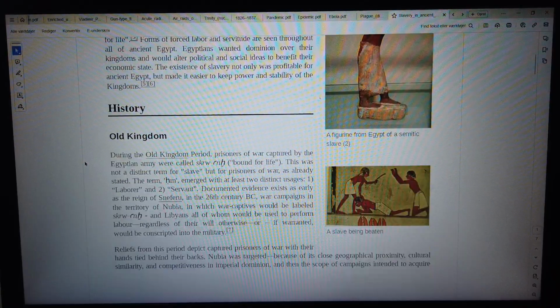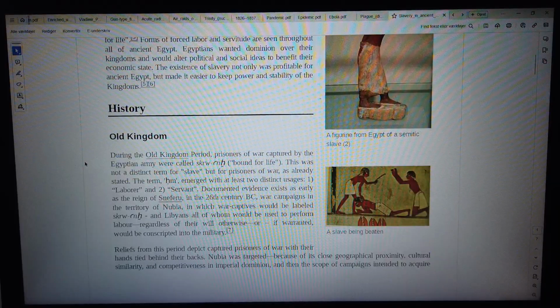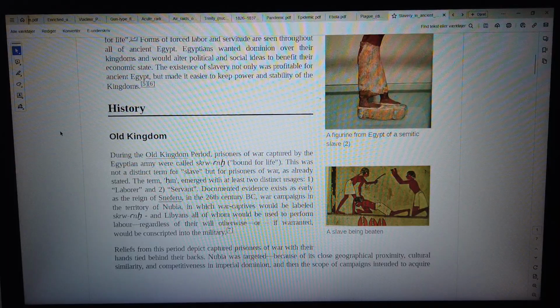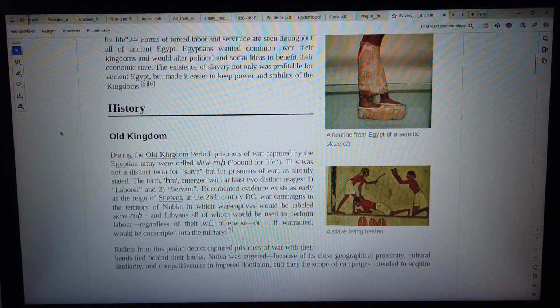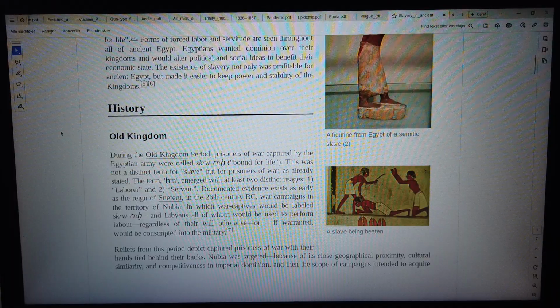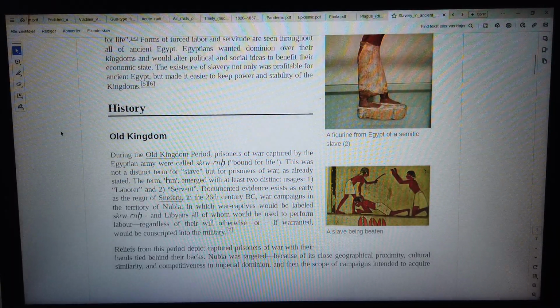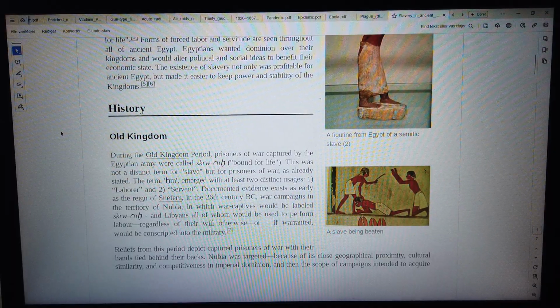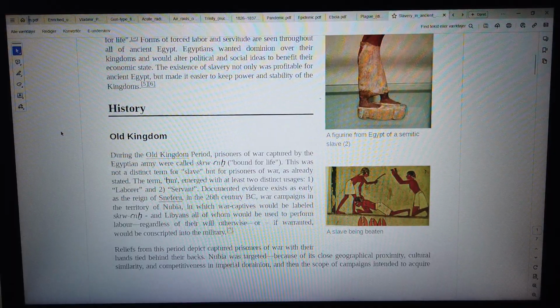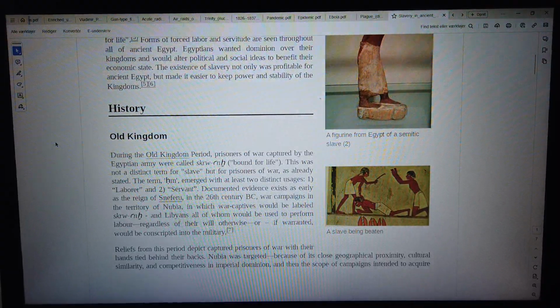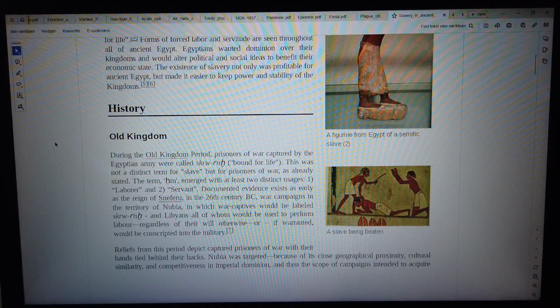History. Old Kingdom. During the Old Kingdom period, prisoners of war captured by the Egyptian army were called skrwn, bound for life. This was not a distinct term for slave but for prisoners of war, as already stated. The term emerged with at least 2 distinct usages: 1. Laborer, and 2. Servant.